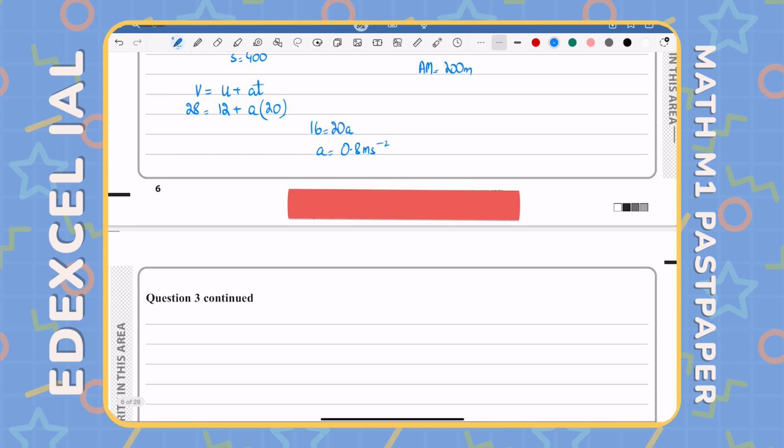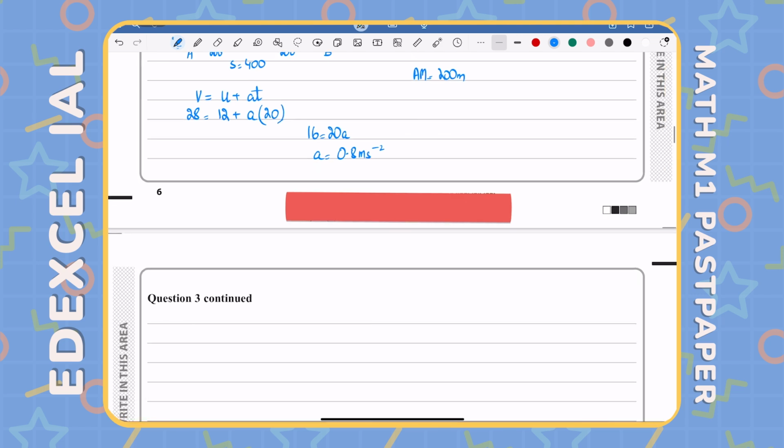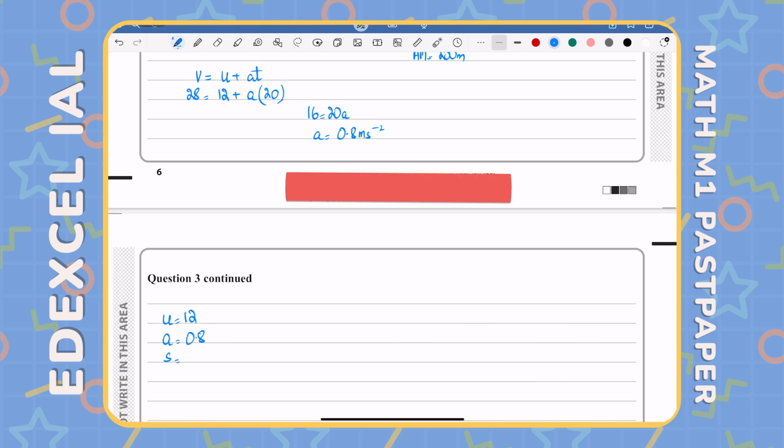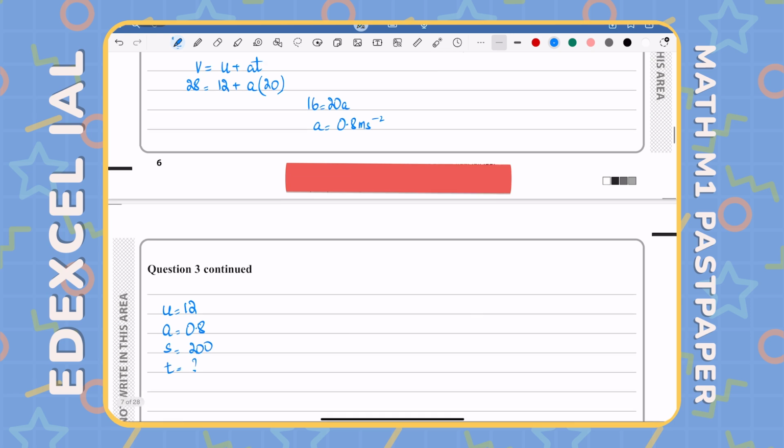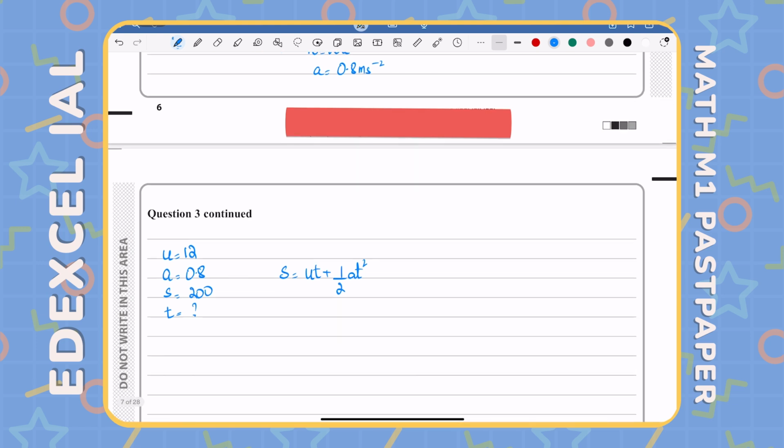Now this is what will come in handy. We know that the initial velocity is equal to 12. We know that the acceleration is equal to 0.8. We know that the displacement is equal to 200, and what we're supposed to find out is the time. So what is the appropriate equation that I can use? That's S = ut + ½at².